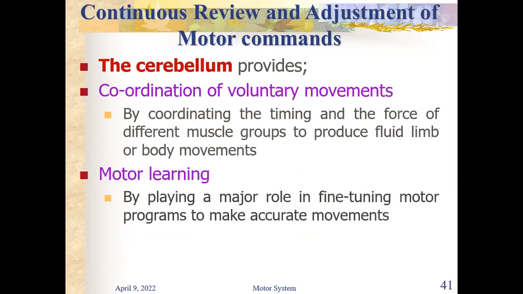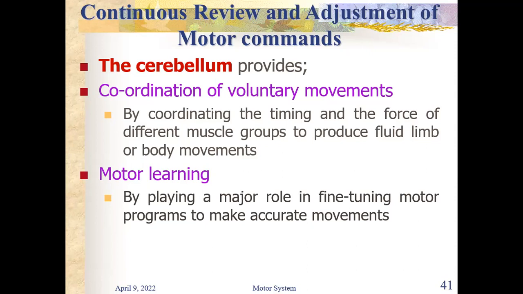So in the continuous review and adjustment of motor commands, we talked about the cerebellum. I'd already told you about the cerebellum. Comparator functions of the cerebellum. So the cerebellum is there during movement to compare plan and performance. The actual movement and the intended movement, are they the same?